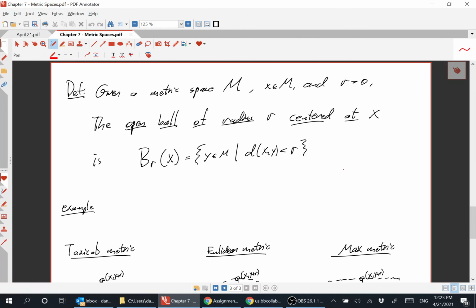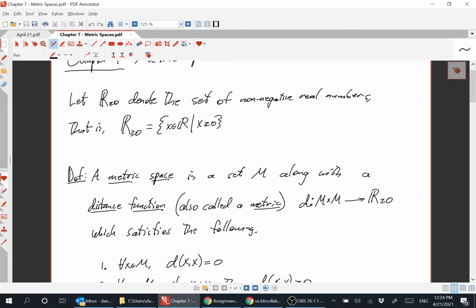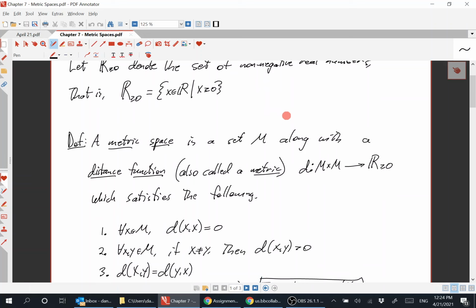So, back to chapter 7. Remember that this R bigger than or equal to 0 here denotes the non-negative real numbers, all positive real numbers, including 0. And then a metric space is a set M, along with the distance function, also called a metric, D, from M cross M to R bigger than or equal to 0, satisfying the following.